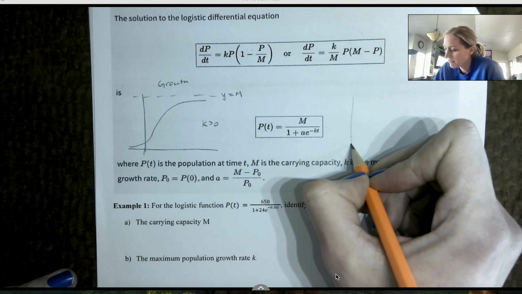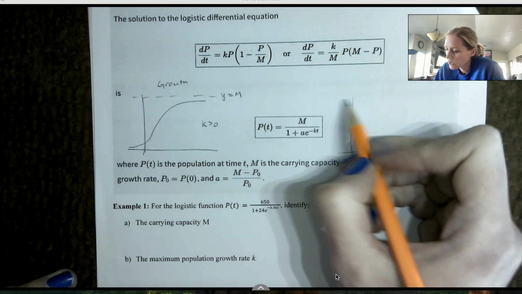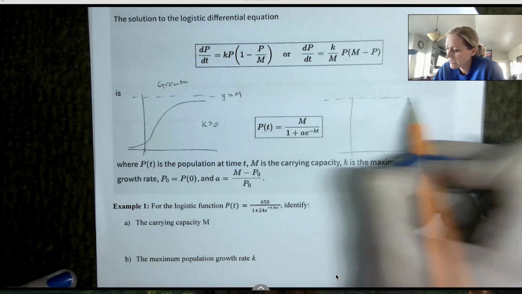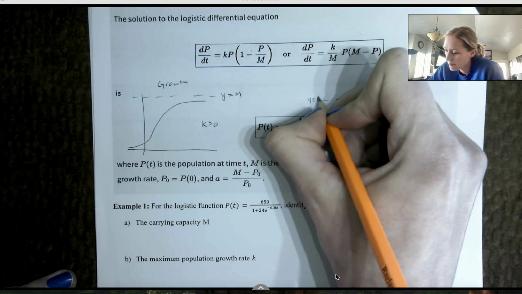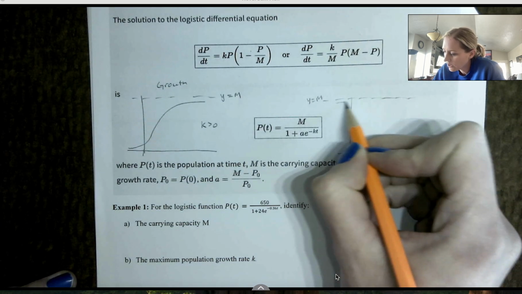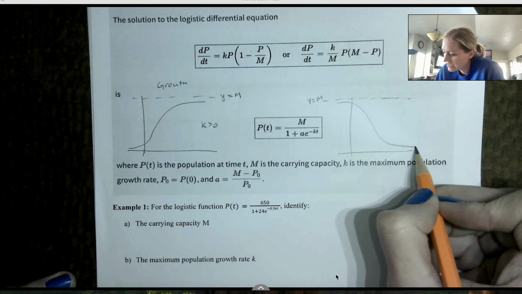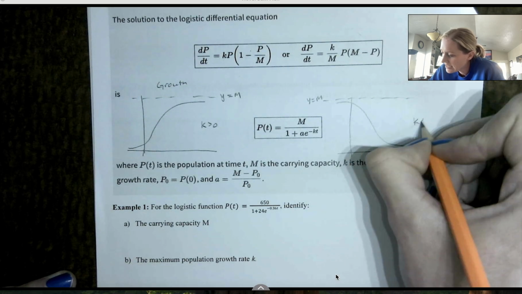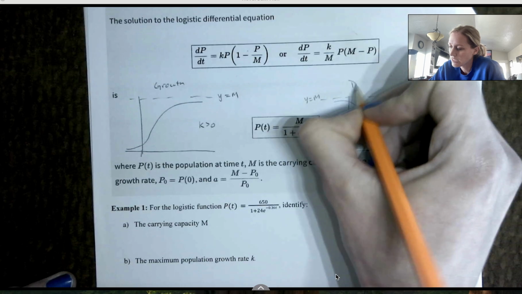Then we can also have the other direction, where we start with a max population. That's the M, the carrying capacity, and our logistic model could represent decay when K is less than 0. So this one is decay.